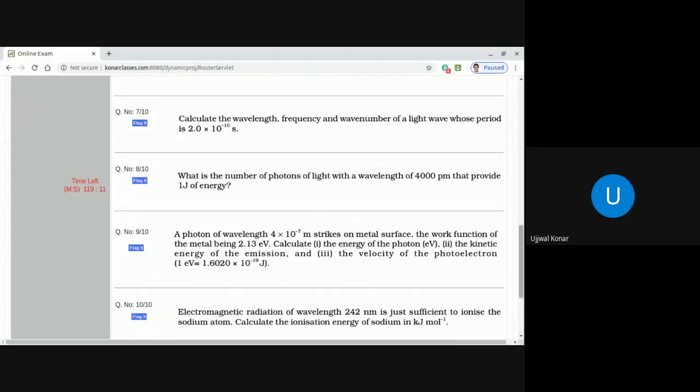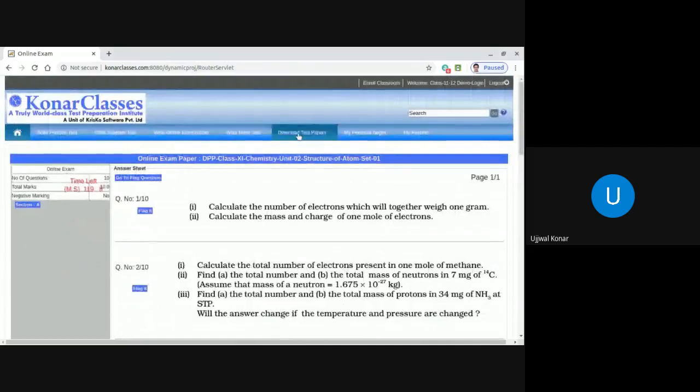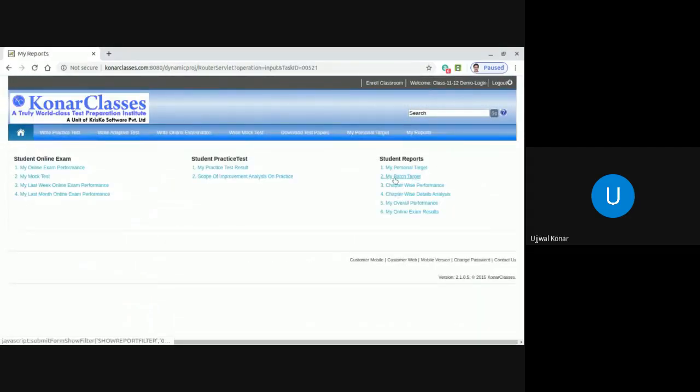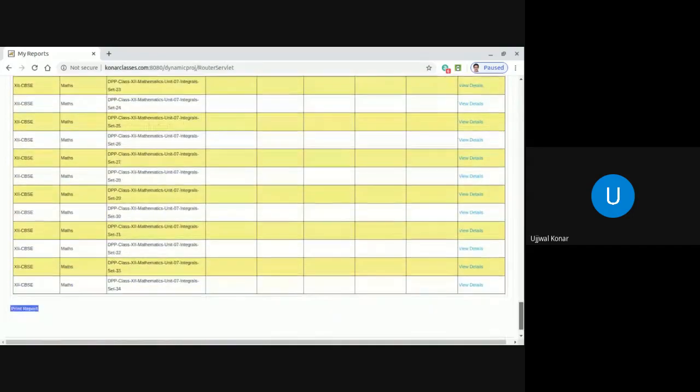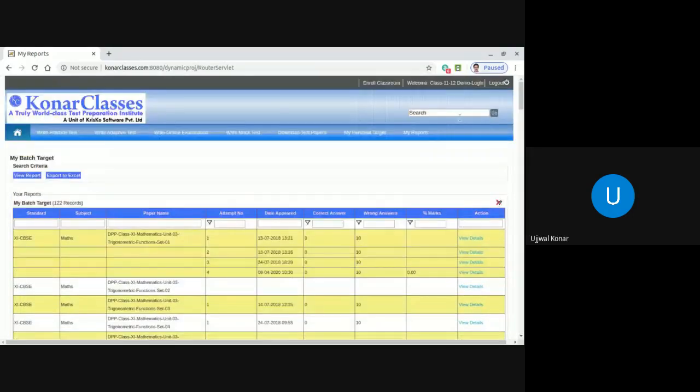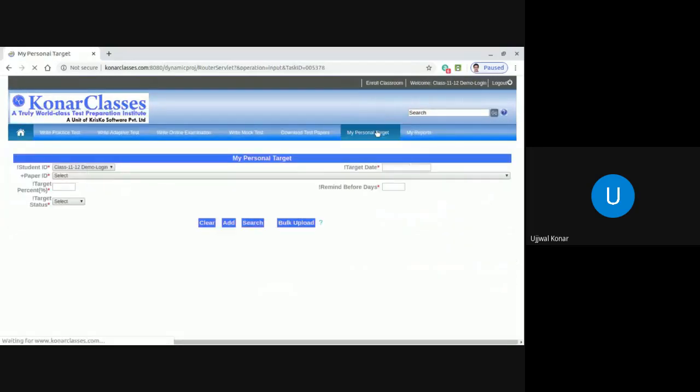And in the batch, if you see, there is something called, if you see in my reports, there are two reports. One is my batch target. I hope you are aware of it now. As long as in batch, whatever is going on, how we are going through it. So for example, this is the batch target status. Okay. Now, in the similar manner, you can create your own personal target. You can create your own personal target that, yes, I want to complete the structure of atom. You can find the structure of atom question from here.